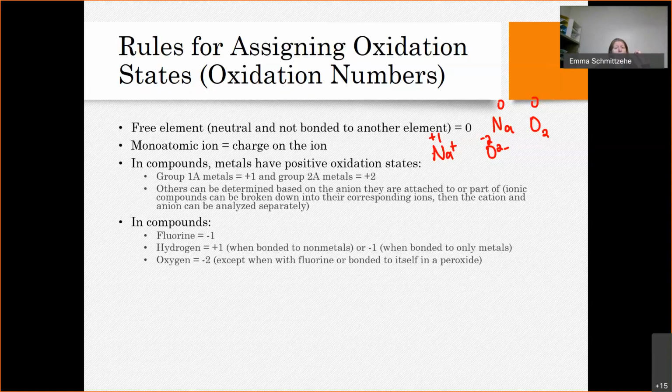Okay, if there's any other nonmetal in the compound, then it's +1. But if hydrogen's bonded to a metal and only a metal, well, we already know metals have to be positive. So in that case, the hydrogen would have to be -1 instead of being positive. Next up is oxygen. Generally, you should assume if oxygen is in a compound that it's -2, okay?